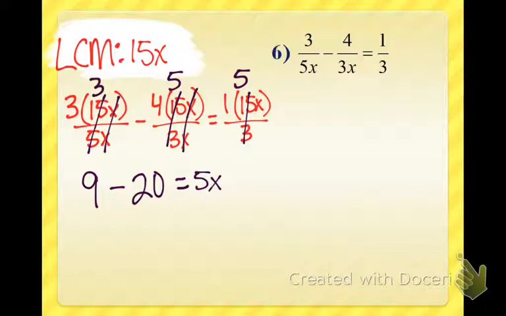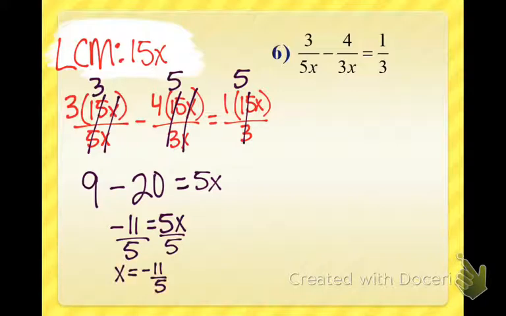Questions about that step? 9 minus 20? -11. -11 equals 5x. To get x alone, divide by 5. So x equals -11/5, or you can write it as -2.2.